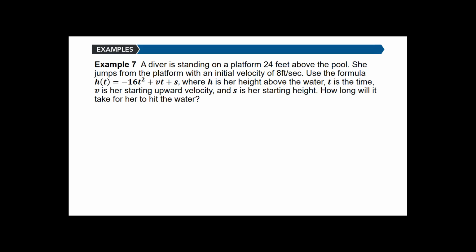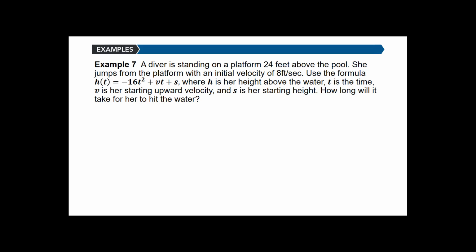And then the last example: a diver is standing on a platform 24 feet above the pool. She jumps from the platform with an initial velocity of 8 feet per second. Use the formula h of t, which is equal to negative 16t squared plus v times t plus s, where h is her height above the water, t is the time in seconds, v is her starting upward velocity, and s is her starting height. How long will it take for her to hit the water?